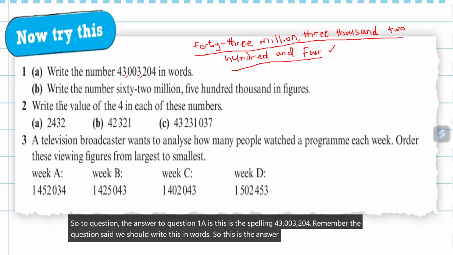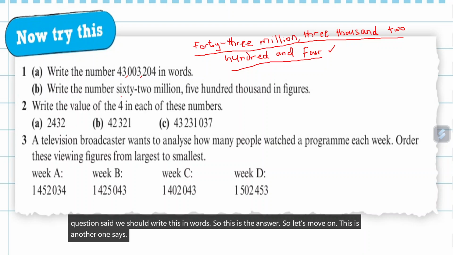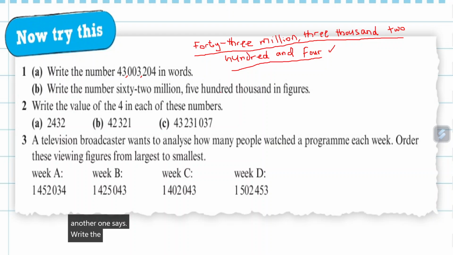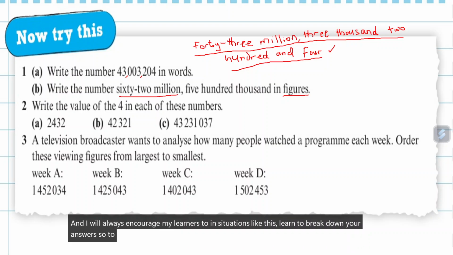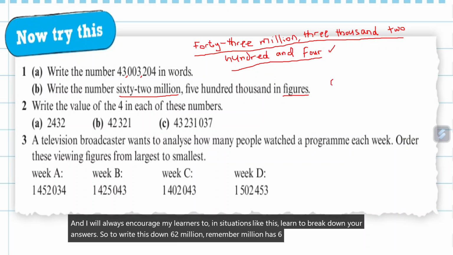So let's move on. This is another one that says, write the number 62,500,000 in figures. And I will always encourage my learners, in situations like this, to learn to break down your answers. So to write this down, 62 million, remember million has 6 zeros. So this is 62 million.